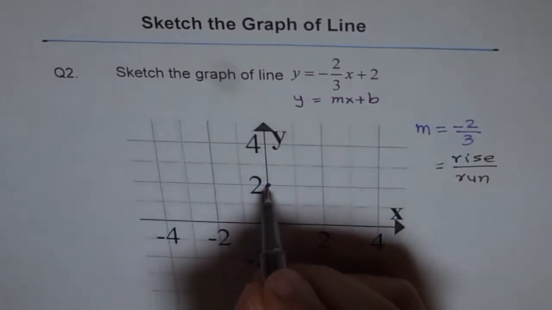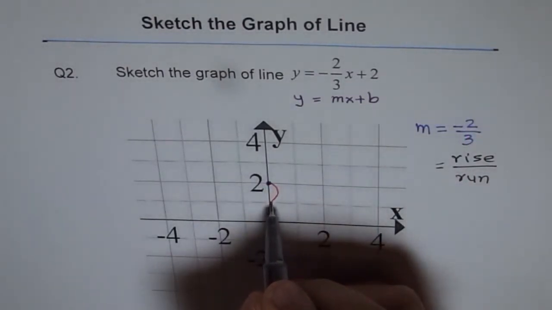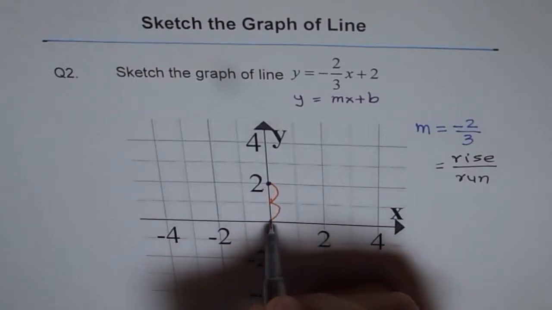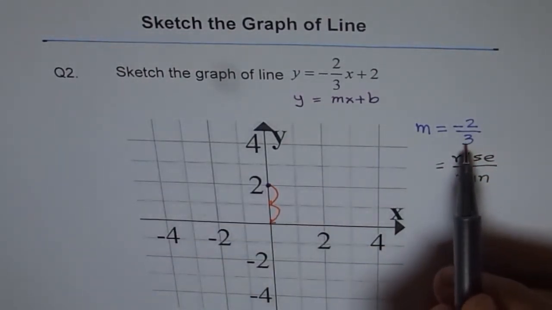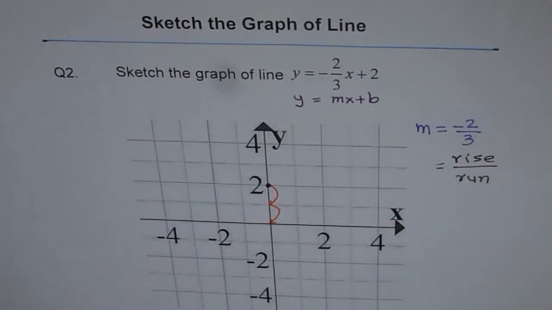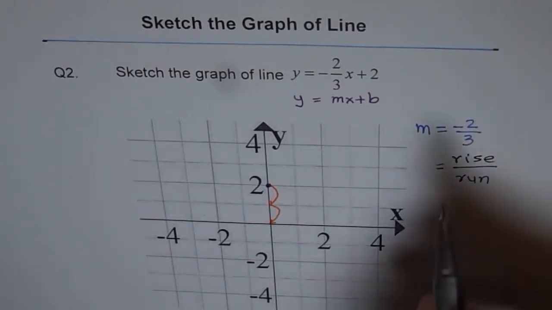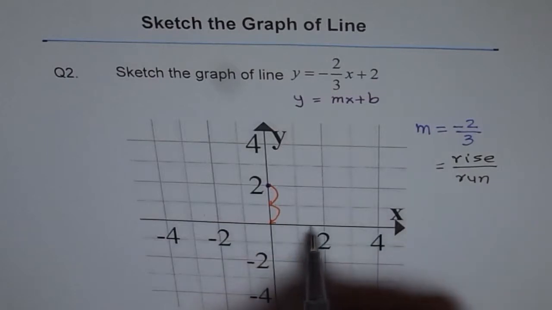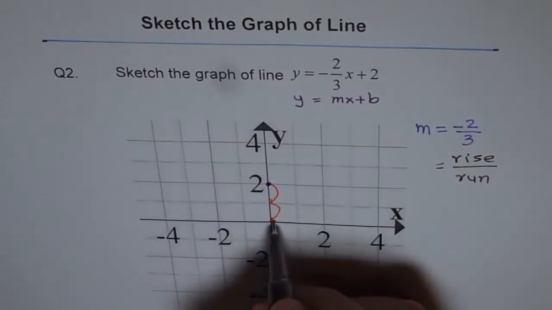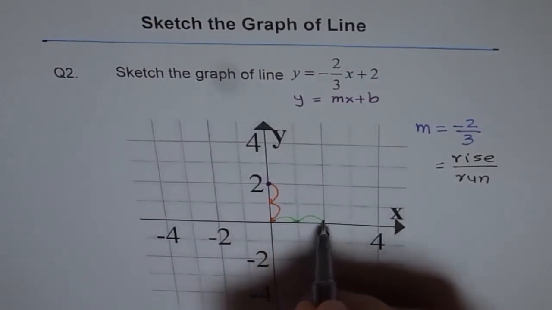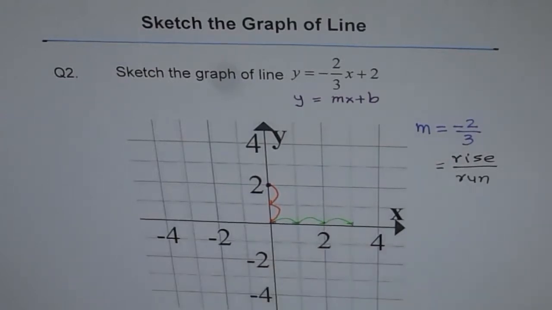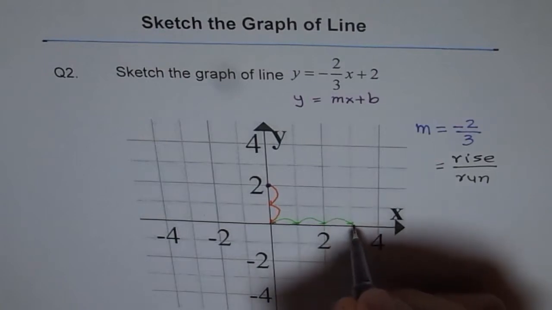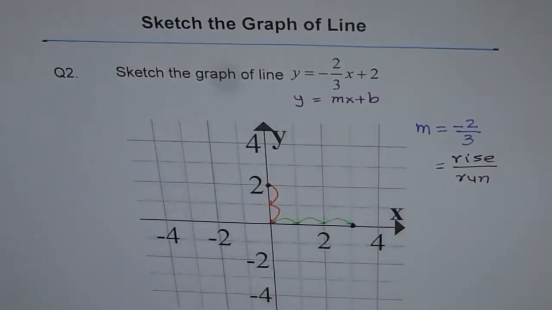So it is minus 2. So we'll come down 2 units: 1 and then 2. So that's the rise. And then a run of 3. 3 is plus for us, right? So let's go running along the ground, the x-axis, 3 units. So that is 1, 2, and 3. So you land at this particular point. Let's mark this as a second point. Correct? So we have another point on the graph.